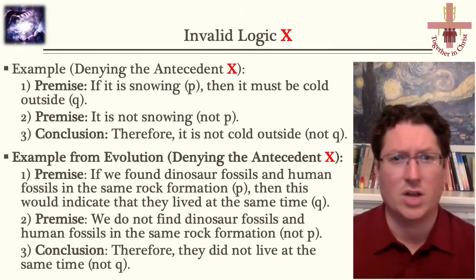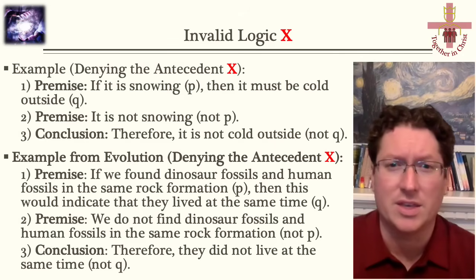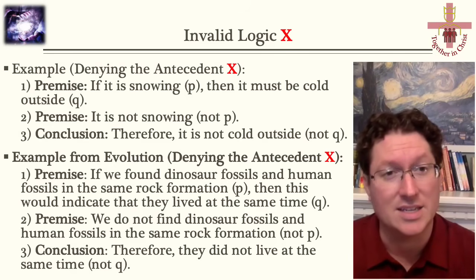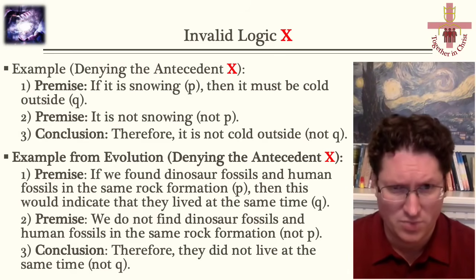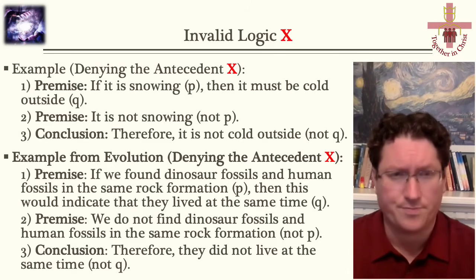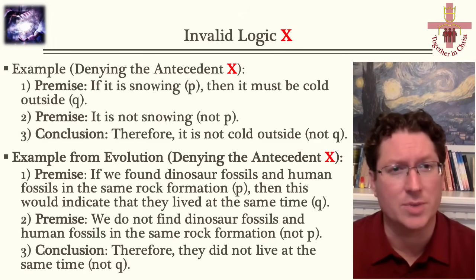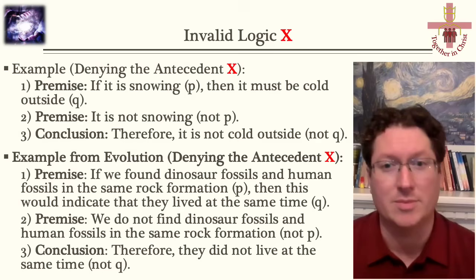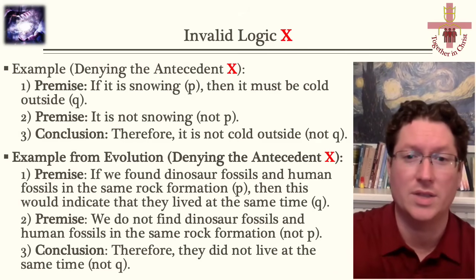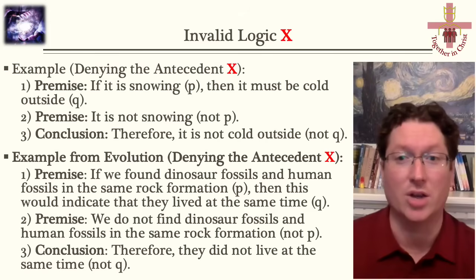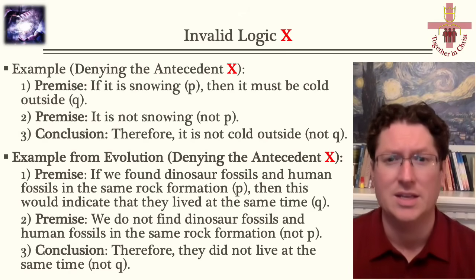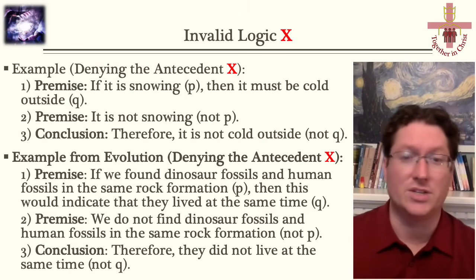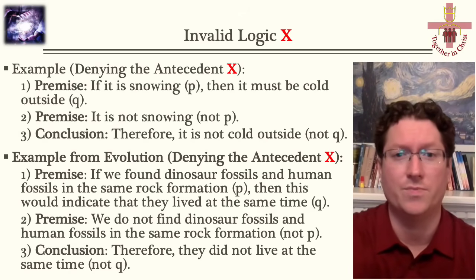So unsound logic, a second type of error in thinking, is denying the antecedent, denying what comes before, denying the if statement. So to go back to the example just so we can understand, the first premise: if it's snowing, P, then it must be cold outside, Q. And then the second premise: it is not snowing, not P. So it's a denial of the antecedent, denial of the if statement. Conclusion: therefore it is not cold outside, not Q.